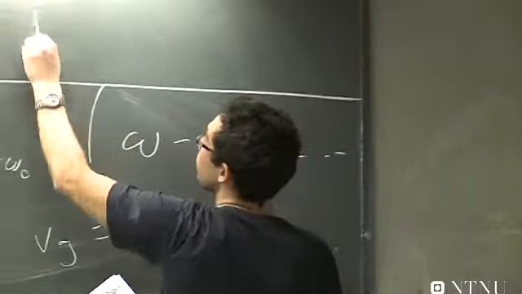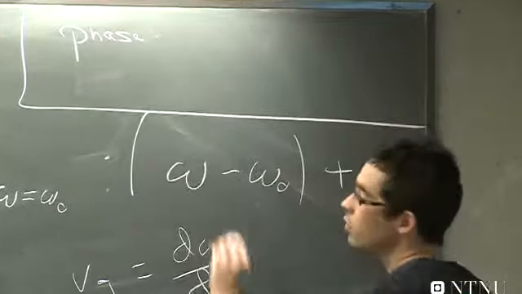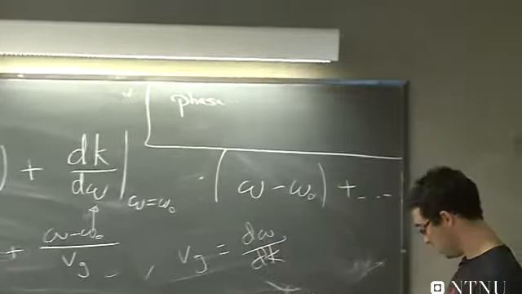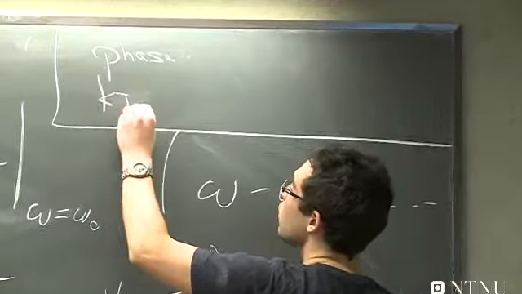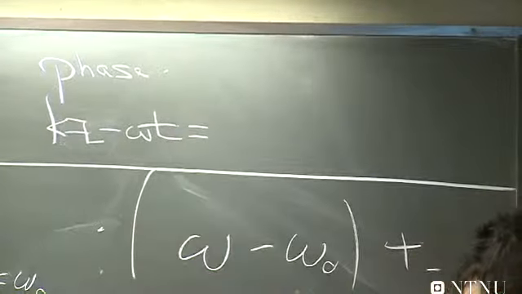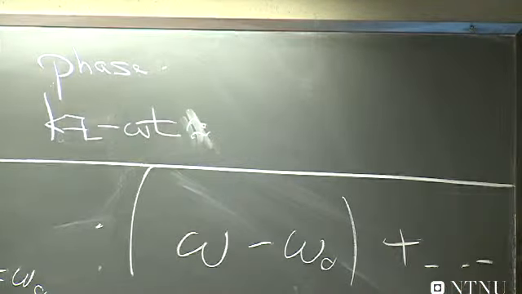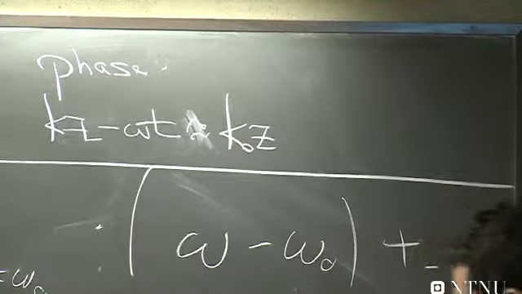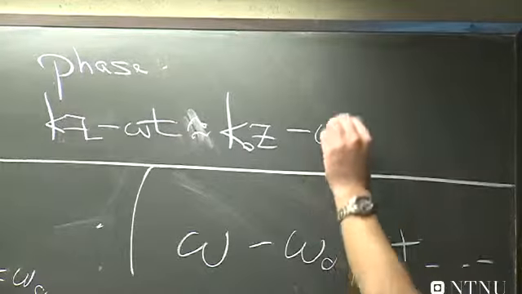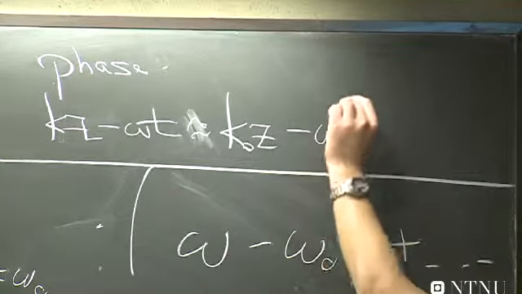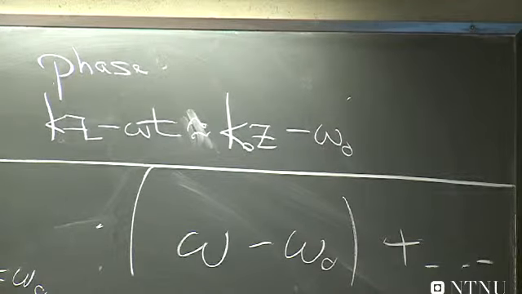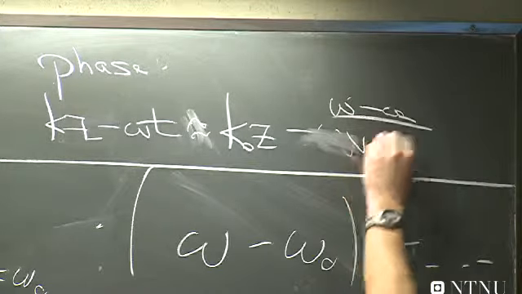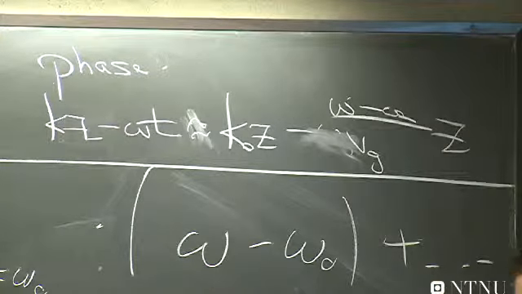Okay, and now the phase in the integral. I'm just going to do that here. That is the i k z minus i omega t. If I insert the dispersion relation into that, I get that k z minus omega t is approximately k naught z, that's this term, then minus omega naught t. Omega minus omega naught over Vg z. And, okay, I need some more space.